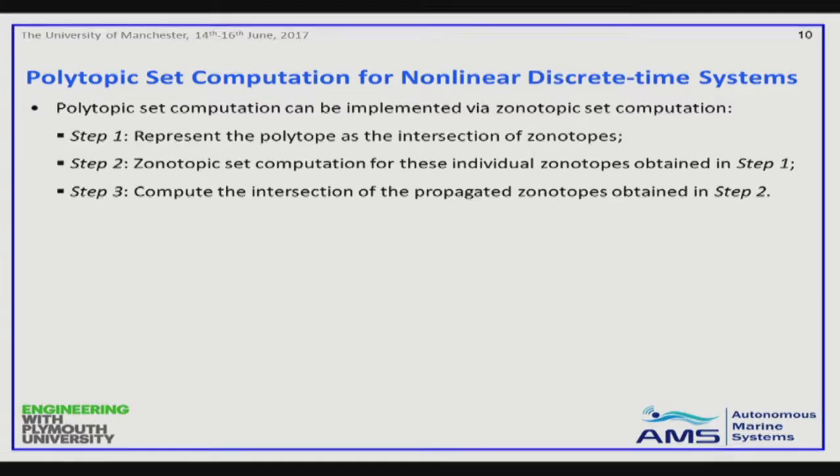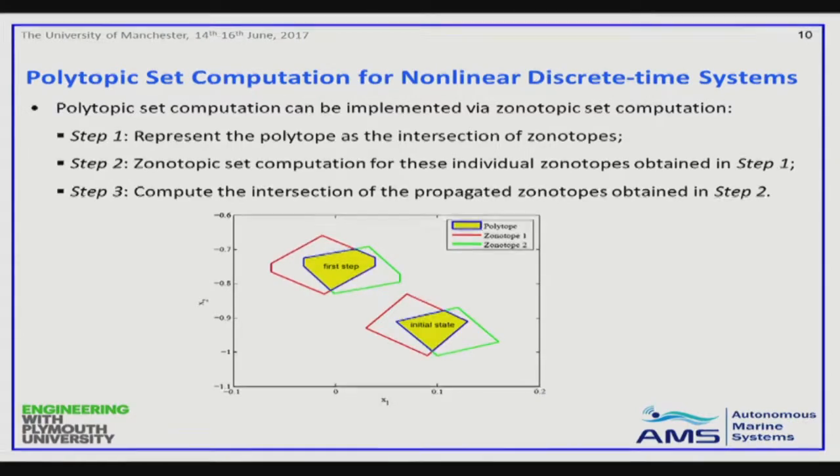So then you can calculate FP according to the set 0. It will be equal to this FZ1, 2. So that is the idea, that you can get this exactly polytopic set computation.